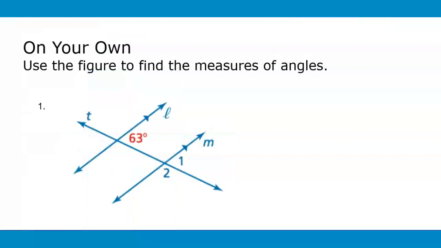All right, so that's one that we could do again. So 63 and 1 are corresponding. Angle 1 and angle 2 are supplementary, so I can take 180, because those two add up to 180, subtract 63, and I get my answer of 117. So angle 2 is 117. See how quick these go?